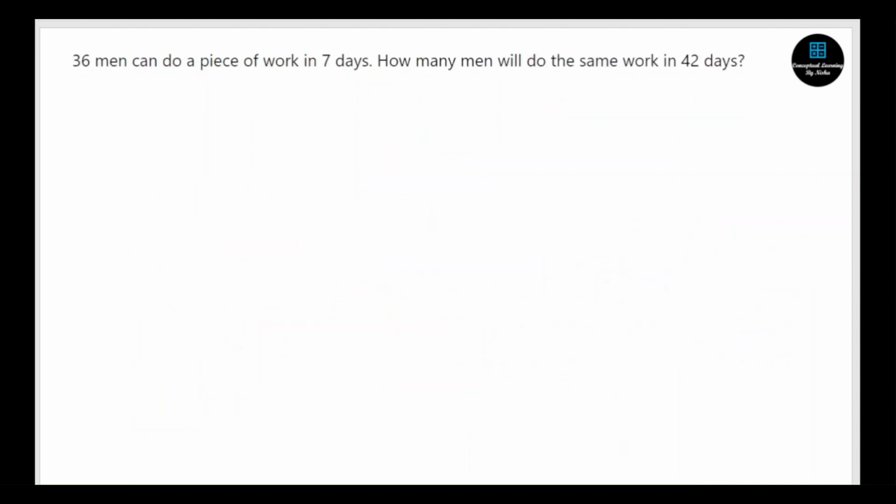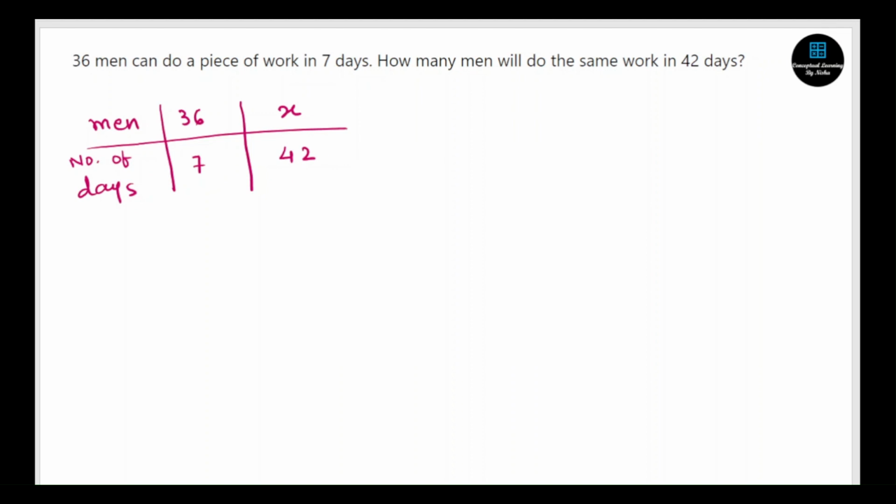Alright, now 36 men can do a piece of work in 7 days. How many men will do the same work in 42 days? So here I'll write this as men and number of days. So 36 men can do the work in 7 days, and we have to find how many men, let's say X, in 42 days.